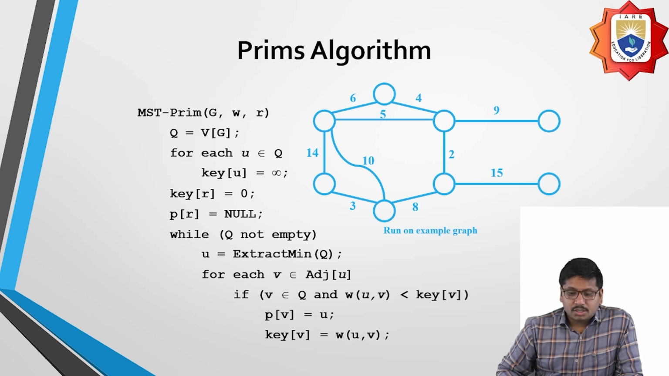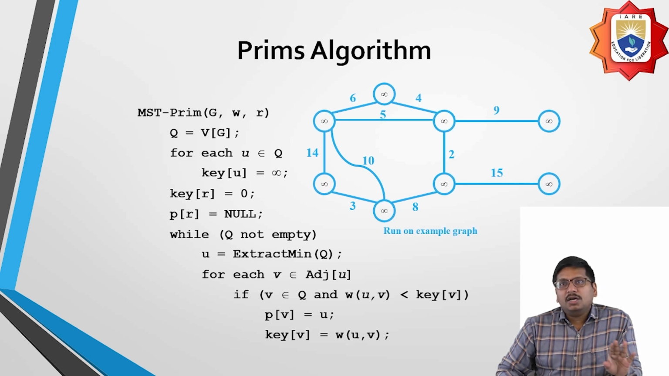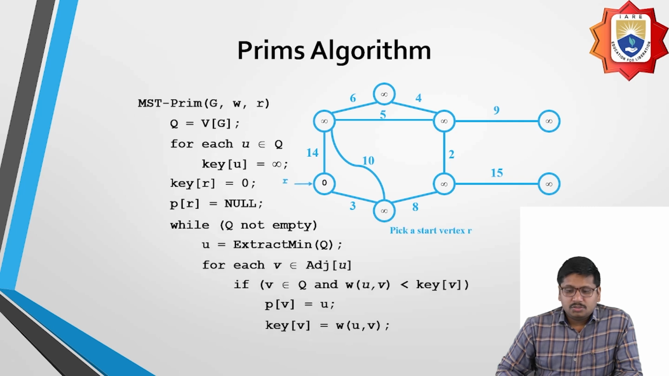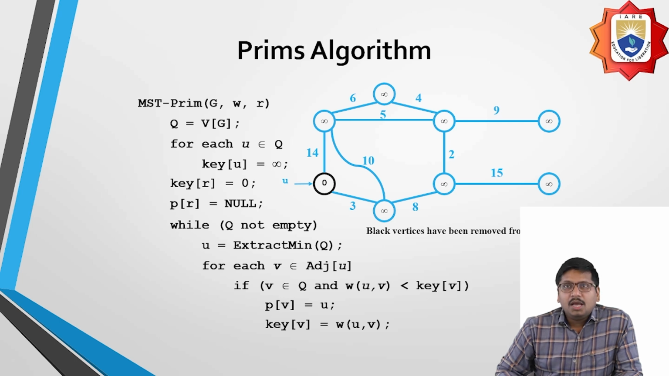Okay, so consider this example. First, I'm going to make all the vertices infinity, and initialize the root vertex to 0. Then the next step, I'm going to set this as the starting vertex, which is going to be our u here.